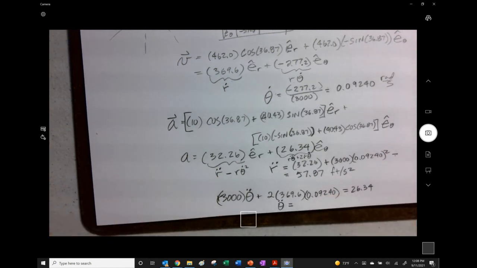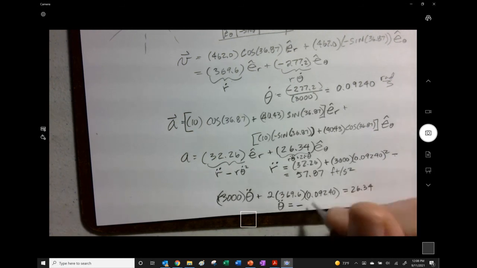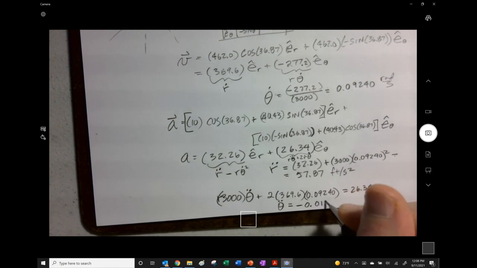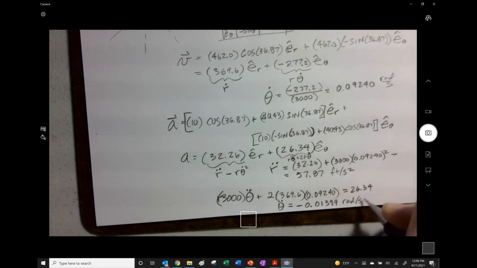So yeah, we can get a third, so we get 26.34 and 0.0924 times 369.6 times 2, and we're going to subtract that from that, and so we get a negative value and divide by 3,000, and so we end up getting a negative. I'll write it out here. I think it's 1399, and that should be radians per second squared.